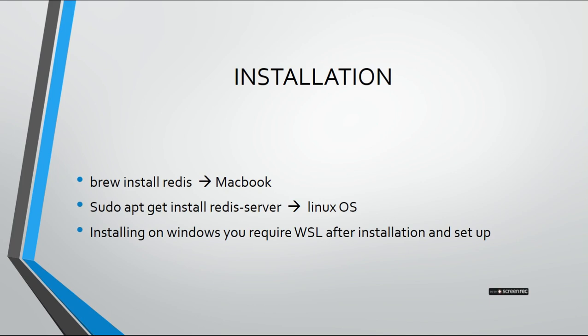Now, Redis installation. If you're working on a MacBook, you can just type on your terminal brew install redis, and you'll install your Redis server. If you're working on a Linux operating system, you use sudo apt-get install redis-server, depending on which distribution you're on, and that will simply work. And on Windows, you require WSL. After WSL is set up, you can install Redis on it. WSL is the Windows Subsystem for Linux.